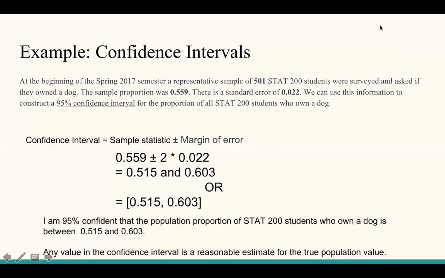So now we can make a concluding statement about that, and we can say, for example, I am 95% confident that the population proportion of Stat 200 students who own a dog is between 0.515 and 0.603. Any value in that confidence interval, say 0.571, would be a reasonable estimate for the true population value. We're really estimating what the actual proportion of Stat 200 students who own a dog is. And obviously we will never know the actual proportion, but we can give a range of confidence for what that actual proportion would be.